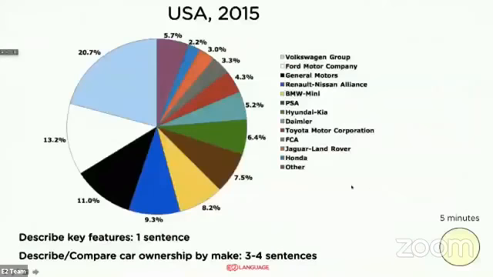It's your turn. Now I'm going to give you 5 minutes to write this paragraph. Describe the key features of this graph in 1 sentence. You can do it like me, 40%, or you can talk about more than 50%. Then in 3 to 4 sentences, describe and compare car ownership. Away you go.